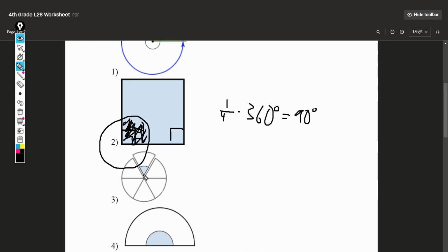For this next one, we can already see that there's a circle, and it's cut up into 1, 2, 3, 4, 5, 6 different pieces. So that means this angle is 1/6 of a whole circle, which means it's 1/6 of 360 degrees, which is 60 degrees. So we know this angle is 60 degrees.